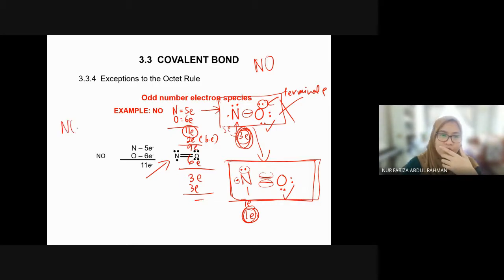But NO minus, we do have NO minus. Is it NO minus or NO3 minus? Confused. Okay? So normally if it is odd, in order to achieve an even number, meaning to achieve octet, it has to become an ion. It has to accept an electron or remove an electron. Okay? Understand? Octet. What is this called? Odd number electron species.